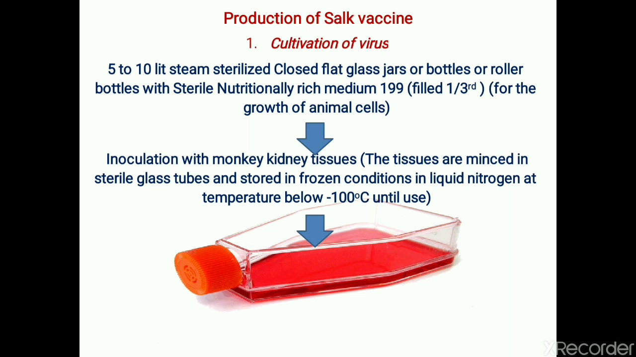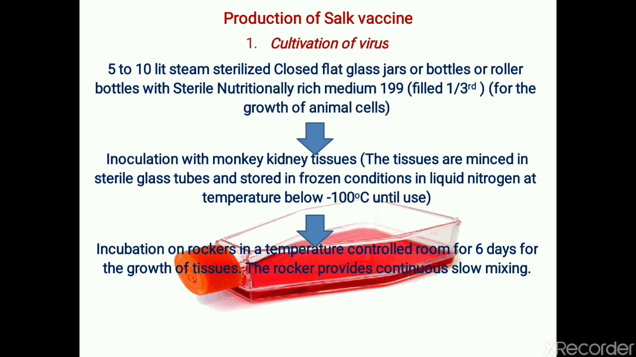Then inoculation with monkey kidney tissues. The tissues are mixed in sterile glass tubes and stored in frozen conditions in liquid nitrogen, that is at a temperature below minus 100 degrees Celsius until use. These monkey kidney tissues are then inoculated into the above mentioned medium and incubated on the rocker in a temperature controlled room for 6 days for the growth of tissues. The rocker provides continuous mixing like this.